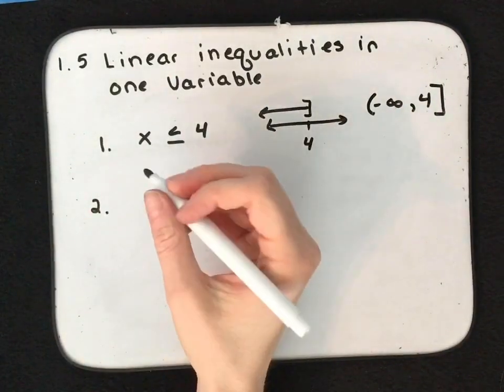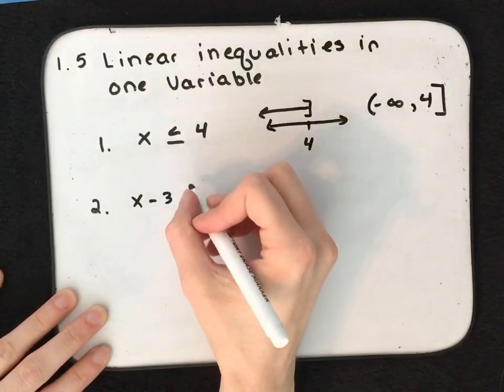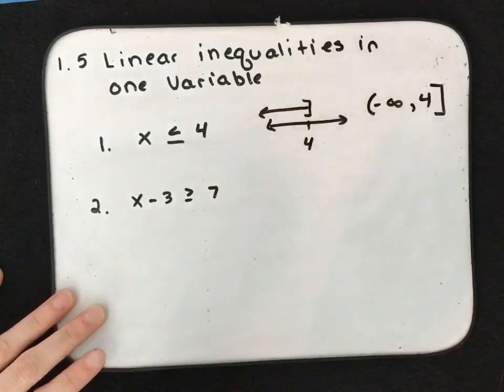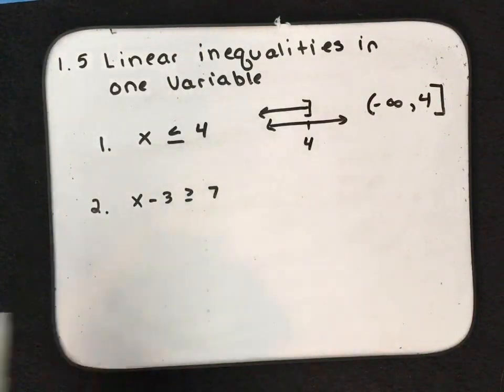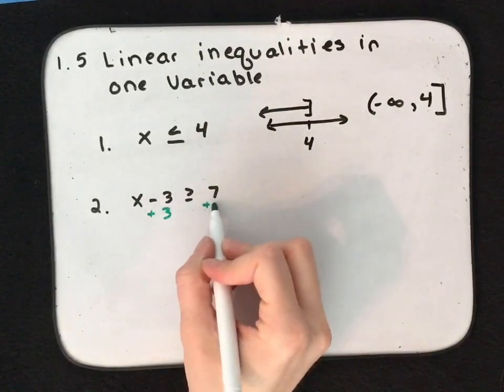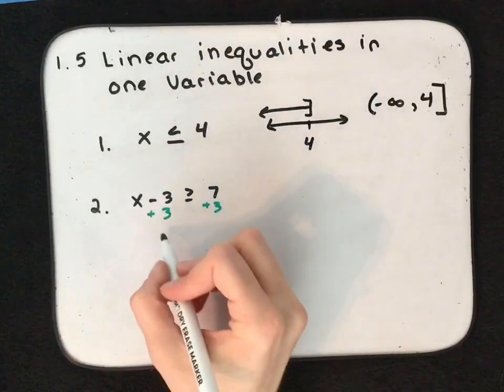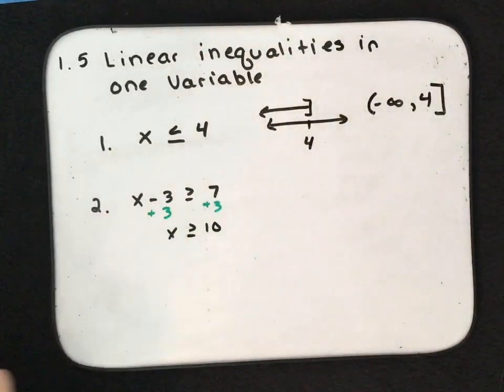Number 2, x minus 3 is greater than or equal to 7. So just like when we were solving our equations and we looked at undoing our order of operations, we're going to follow the exact same steps for our inequalities. So here we have subtraction of 3. So in order to get x by itself, we would add 3 to both sides. And that leaves us with x is greater than or equal to 10.